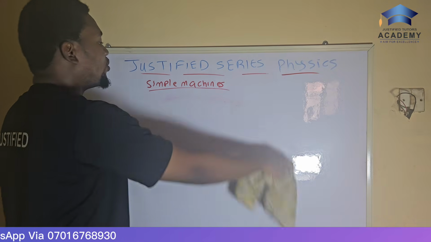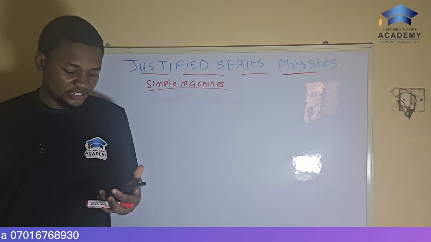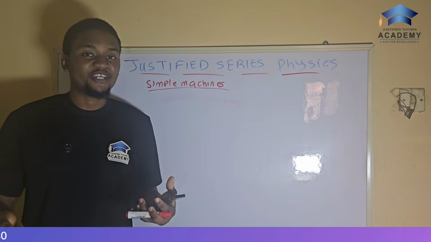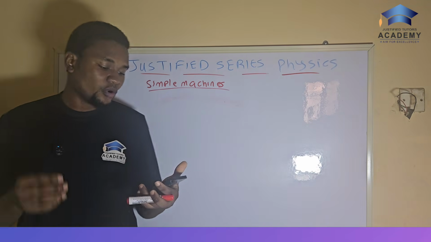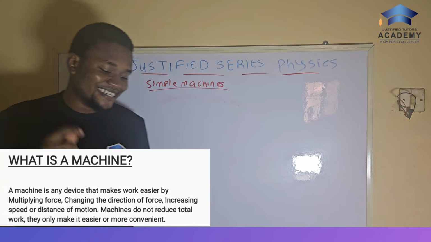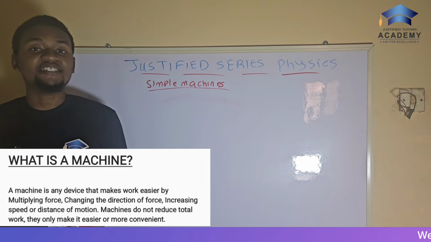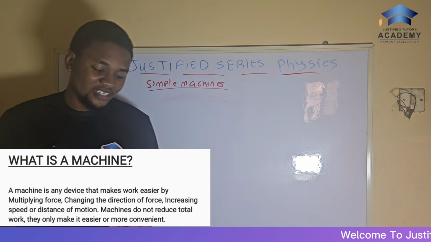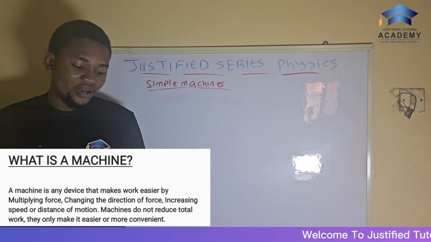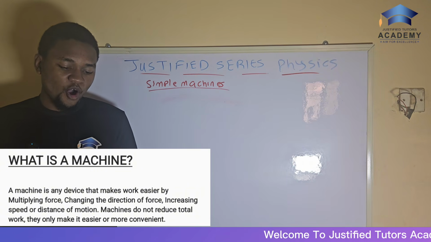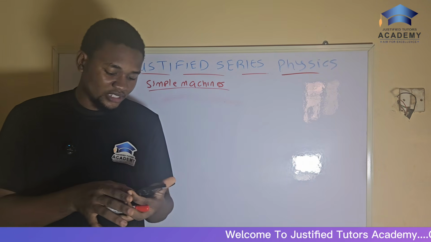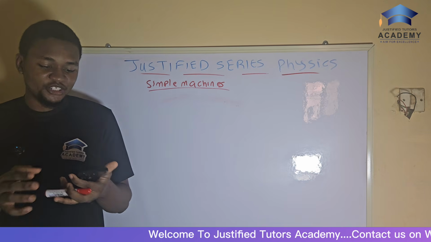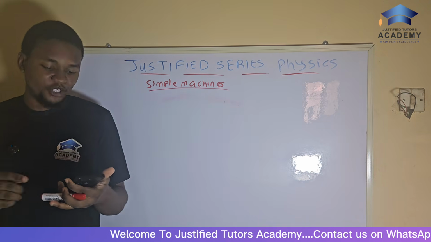So the first thing we have to know under simple machines is its definition. What is the definition of a machine? This one is very simple, but I'll read it from my book. A machine is any device that makes work easier, either by multiplying force, changing the direction of force, or increasing speed or distance of motion. So that is the definition for a machine.